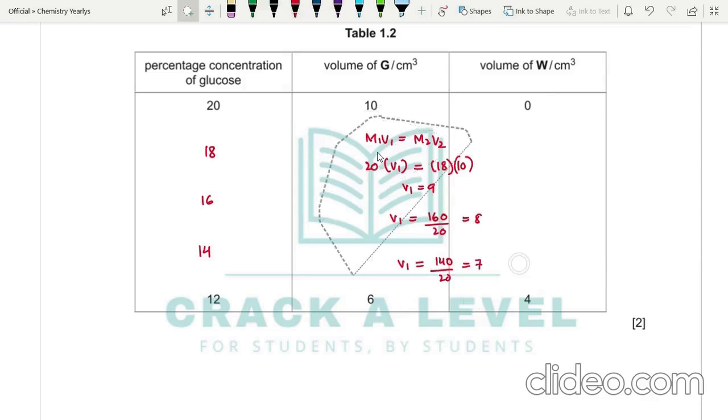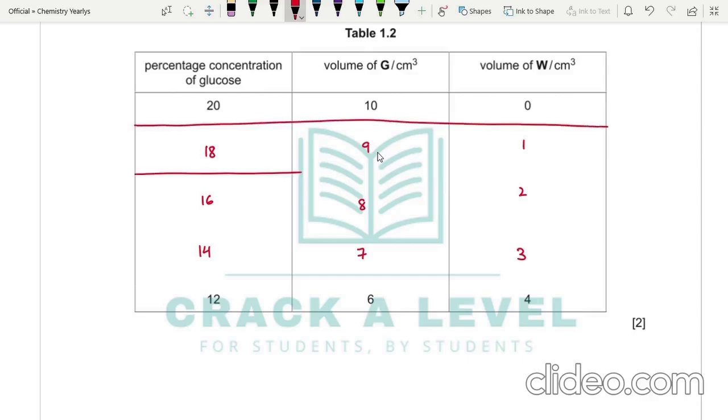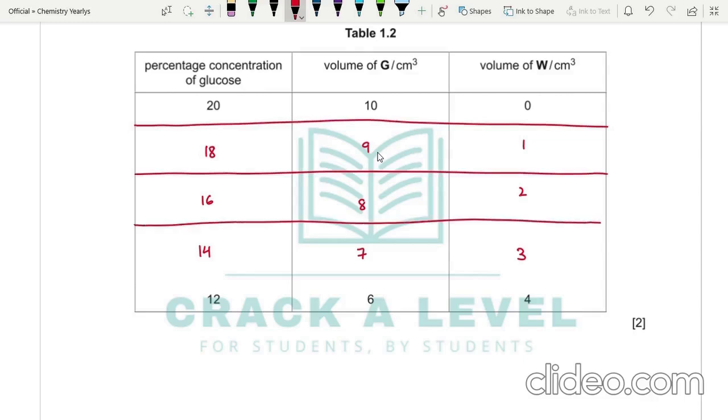Now let's write it into the table. This will become 9, this will become 8, become 7. So the rest will be the water. Okay, so it will be 1, it will be 2 here, and it will be 3 here. Now we are just drawing the lines here like this. Just ensure they are in proportion. I do not have a ruler right now, so I'm just drawing freehand.